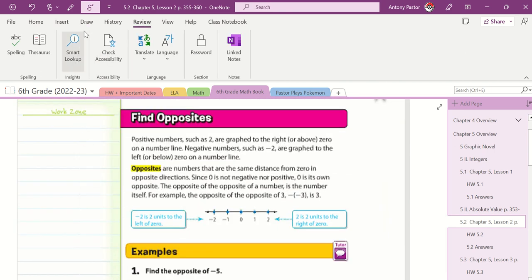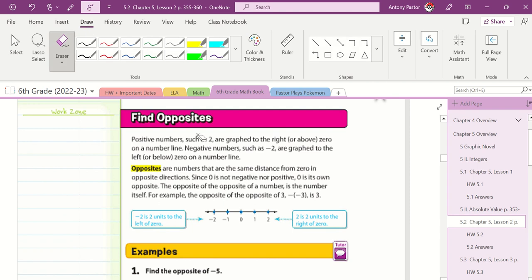Now, we're going to get into opposites. Positive numbers such as 2 are graphed to the right or above 0 on a number line. Negative numbers such as -2 are graphed to the left or below. We've talked about this in our graphing, our plot chart that we have in our classroom. Opposites are numbers that are the same distance from 0 in opposite directions. Since 0 is not negative nor positive, 0 is its own opposite.